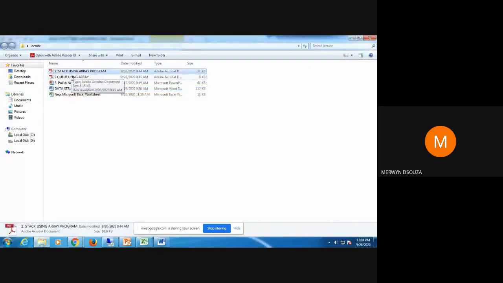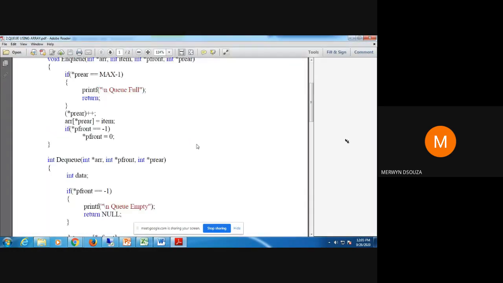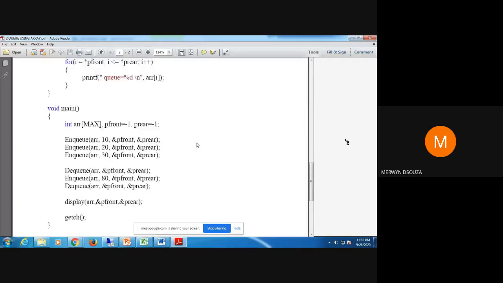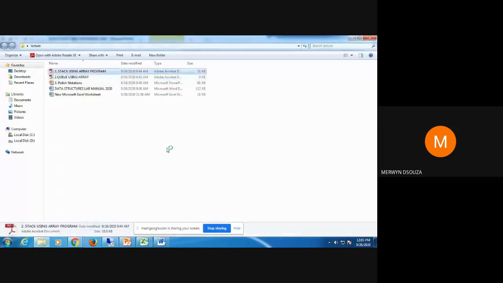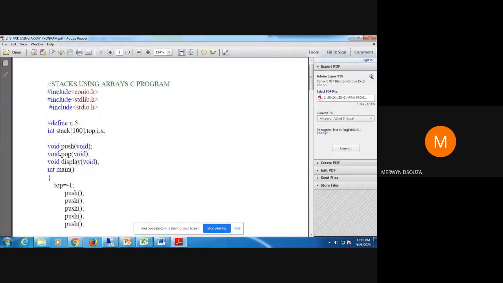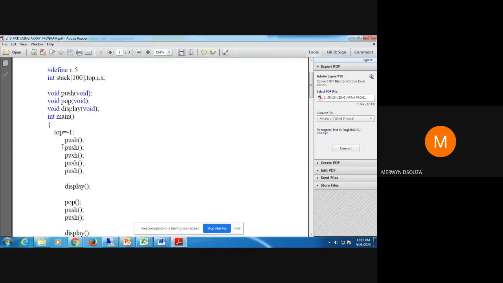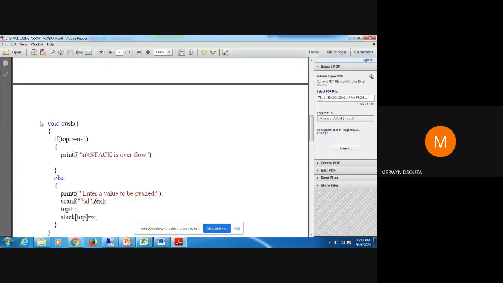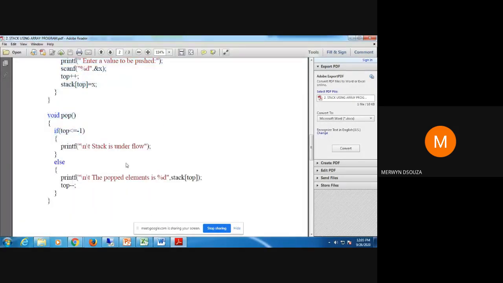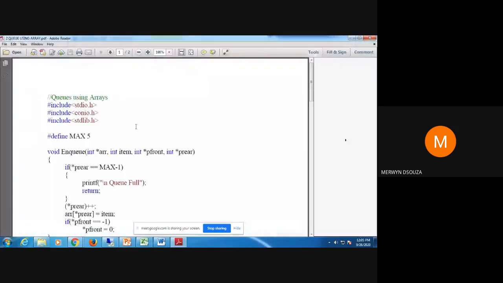Now I'm going to give you both these programs: the stacks program and the queues program. All you have to do is take them and run them in whatever software you are using. If you are using something other than Visual Studio, you'll have to find out how to do the debugging. This program is done using top-down programming. I've declared the prototypes on top, and the functions are defined at the bottom in the stacks program.